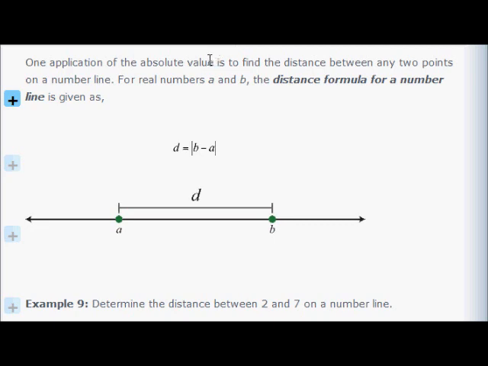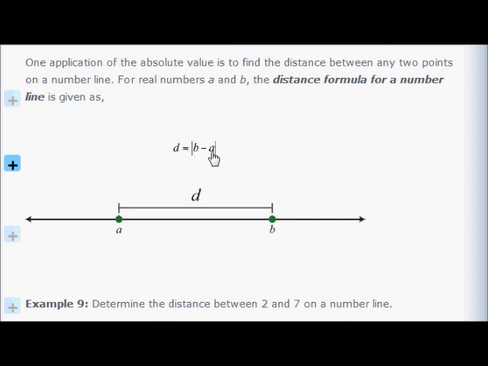Okay, distance on a number line. Remember what absolute values were? It was the distance from something to 0, okay? So whether it's a positive 6 or a negative 6, the absolute value is positive 6, because in either of those cases, it's 6 units away from the origin. It's either 6 to the right in the case of positive 6, or it's 6 to the left in the case of negative 6.